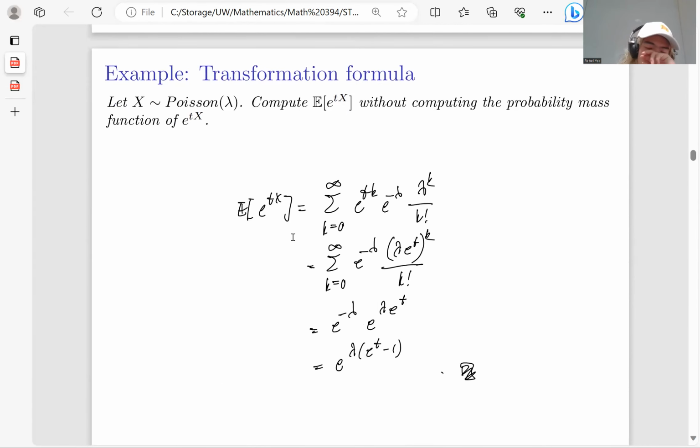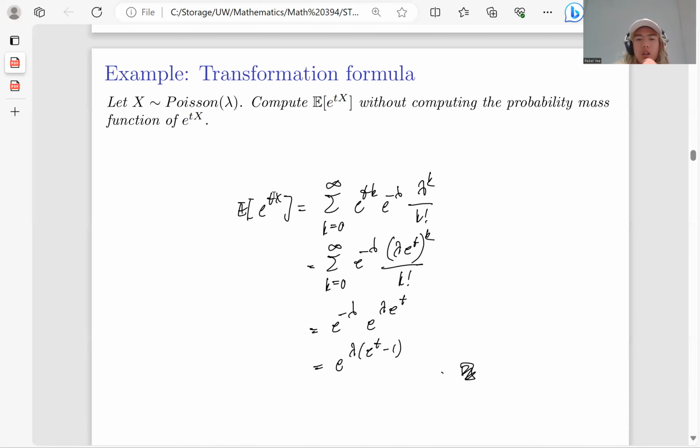And now let's see one example. We already know the distribution of the Poisson distribution, and now we want to compute the expected value of the Poisson distribution, but this time it is inside another larger function, which is e to the power of t times this distribution x. And we want to find out what the expected value of that is.